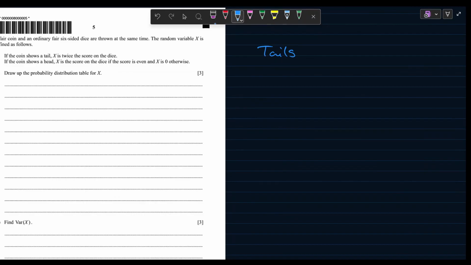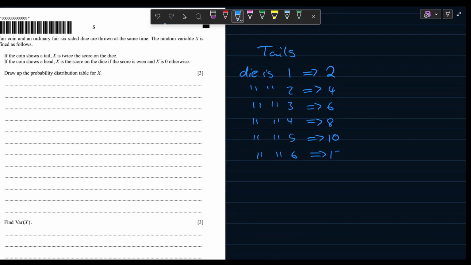So if it shows a tail, x is twice the score on the die. If the die is 1, this leads us to a score of 2. And if the die is 2, this leads us to a score of 4. If the die shows a 3, this leads us to a score of 6. If the die shows a 4, a score of 8. If the die shows a 5, we get a score of 10. And finally, if the die shows a 6, we get a score of 12.